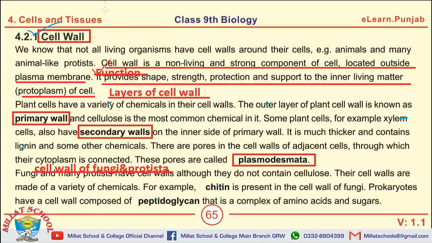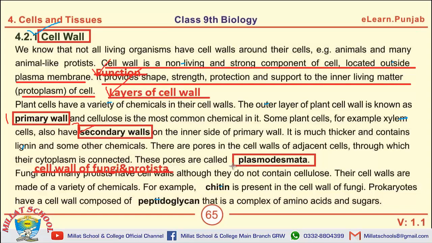The next question may be asked from layers of a cell wall. How many layers cell wall has? Cell wall has 2 layers. The first one is primary wall and the second one is secondary wall. Name the different layers of a cell wall. The next question may be about primary wall and about secondary wall.